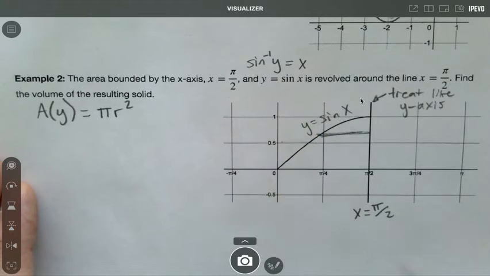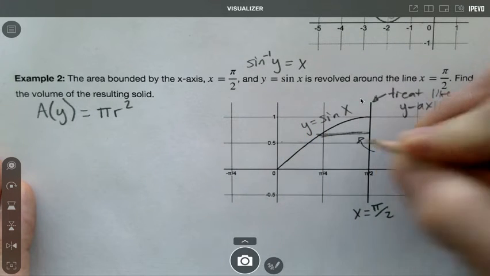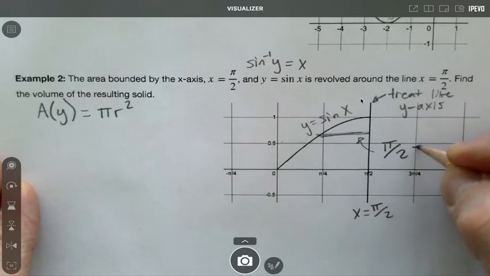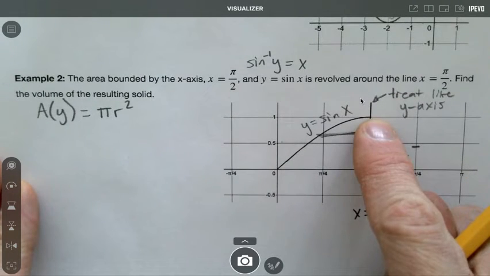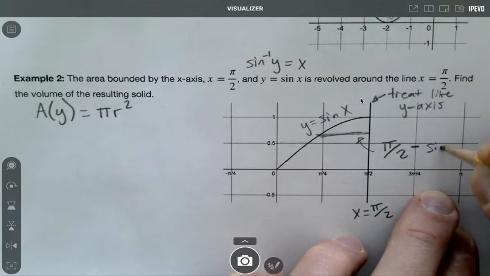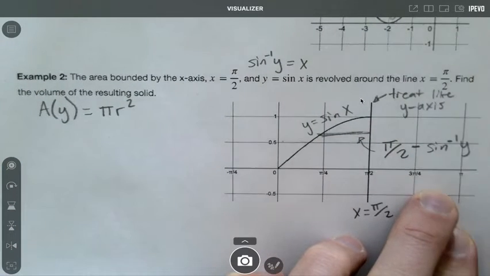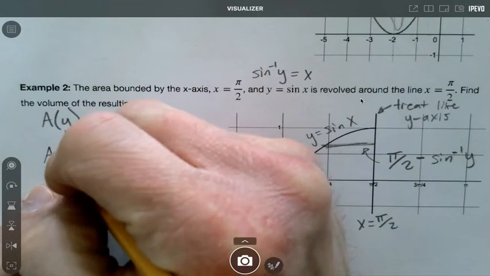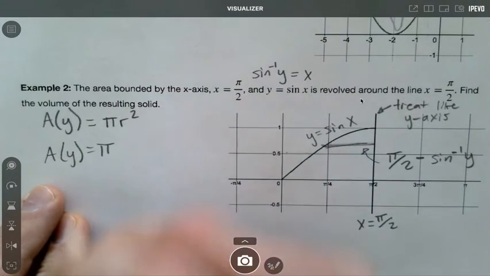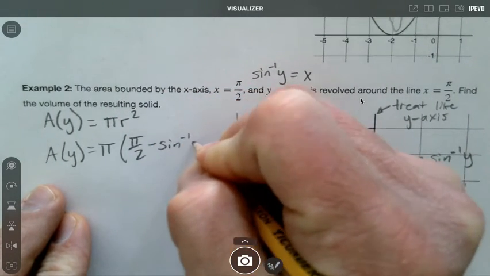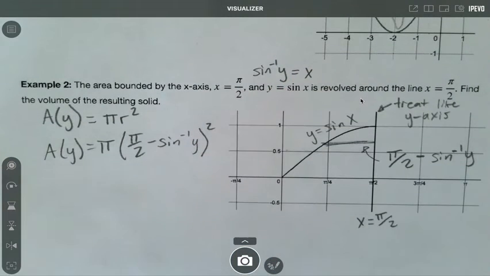So in other words, this radius is pi over 2 because that's my larger function minus this function. But once again, because I'm doing a cross-section this way, I'm rethinking about that function in terms of y. So A of y is really just going to be pi times pi over 2 minus inverse sine y, squared.